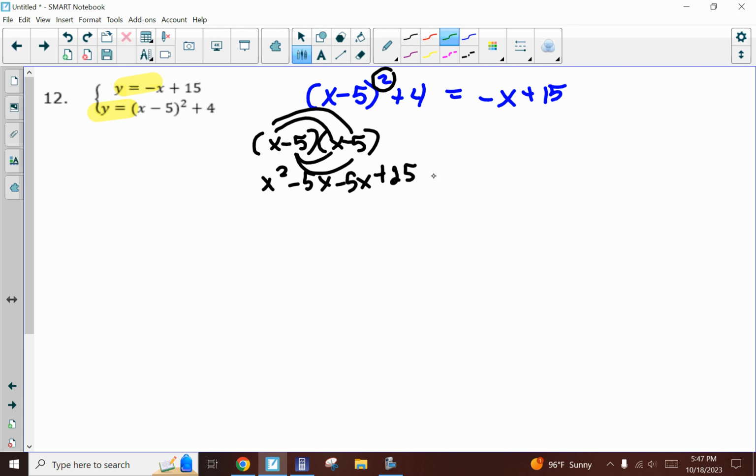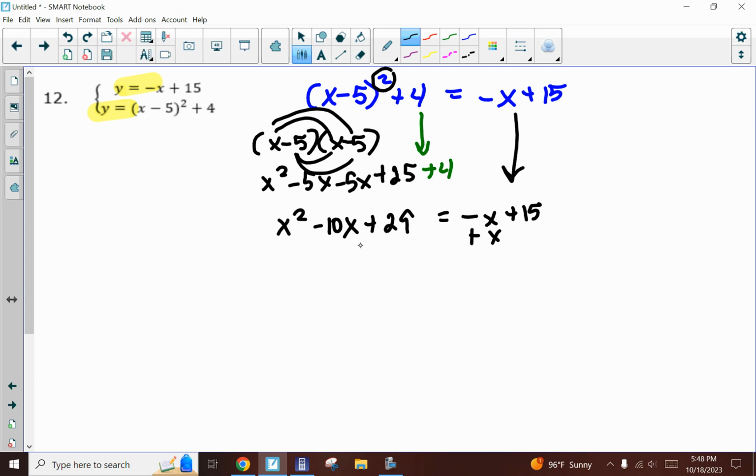And don't forget about this plus 4 from up here. I'm going to bring that down. And so when I combine all my like terms, I have x squared minus 10x plus 29. Then I can bring all this stuff down. So negative x plus 15. I want this equal to 0, so I'm going to add x over here. And then I'm going to subtract 15 and subtract 15 over here. So all of this stuff cancels, and now we're equal to 0.